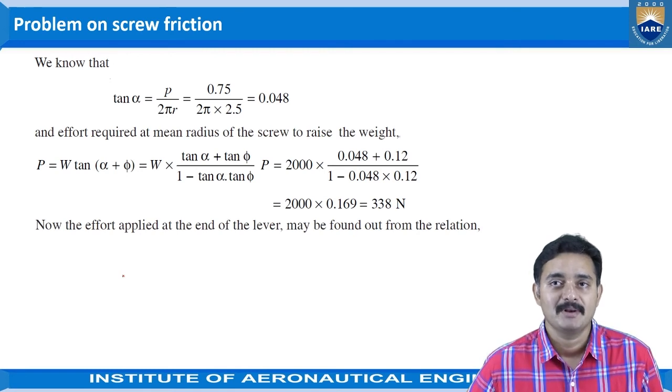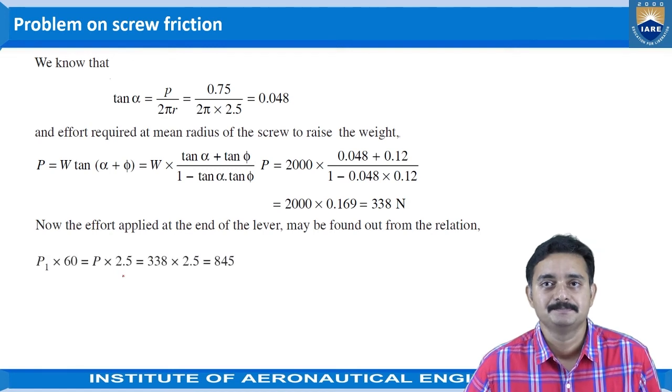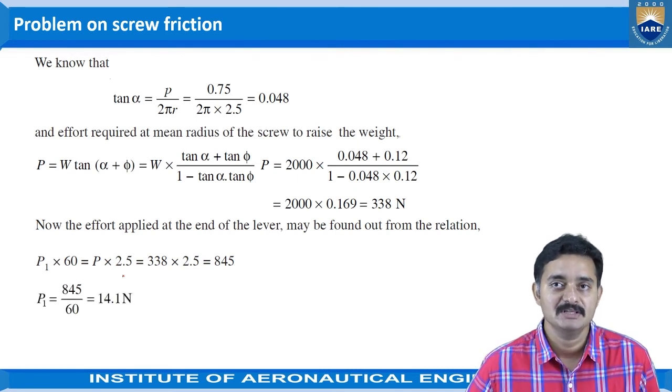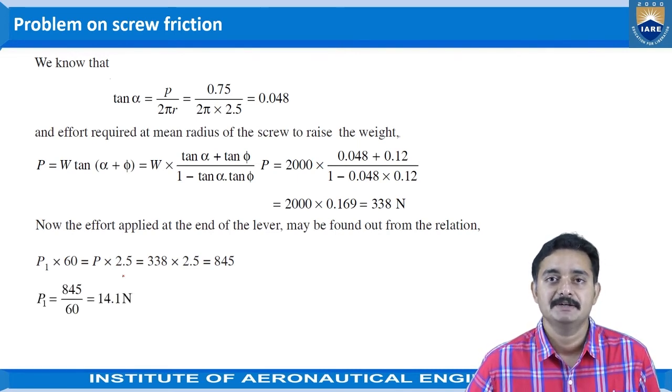Now the effort applied at the end of the lever may be found out from the relation P1 into 60 is equal to P into 2.5, that is equal to 338 into 2.5, which we will obtain as 845. So from this, if we further simplify, we will get P1 is equal to 845 by 60. That gives the answer as 14.1 Newton. So this is the effort that needs to be applied at the end of the lever.